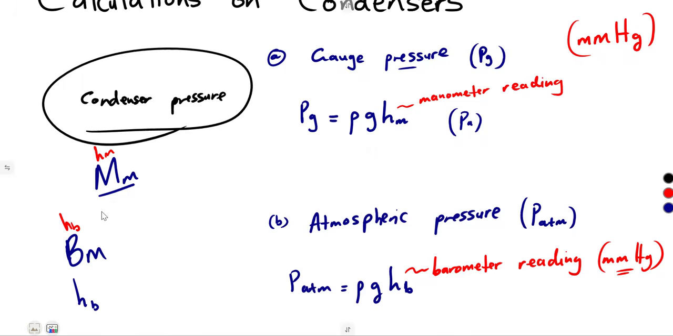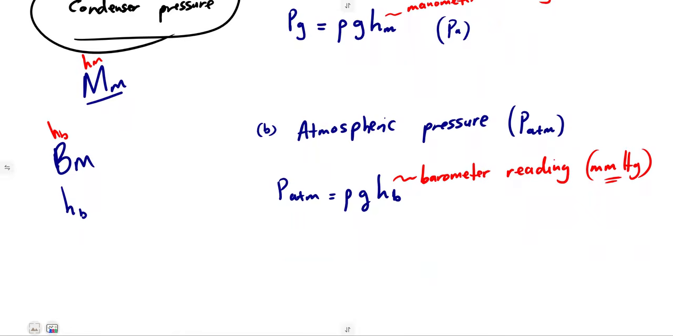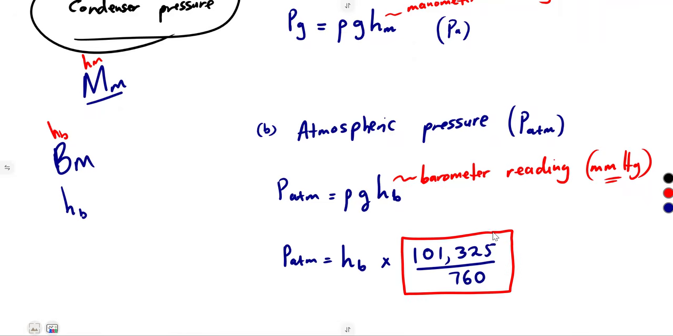So from that barometer reading as well, we can determine this in this manner. When we are dealing with the atmospheric pressure, we can calculate it from the same barometer reading, but this time we're going to multiply by 101.325 over 760.